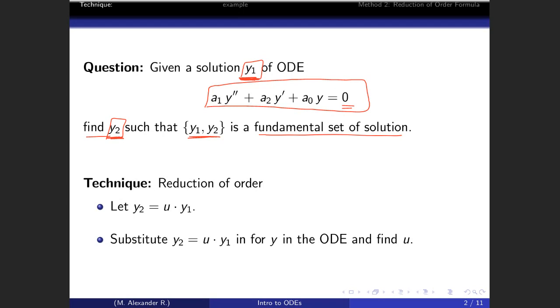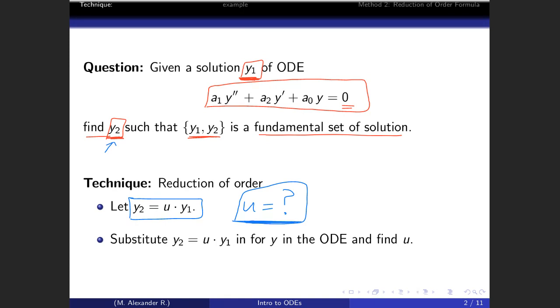So the technique is the following. Let me write this in blue. We are going to make y2 equal to u times y1. The catch is that we do not know what the u function is. So we have changed our goal. Instead of finding the y2 function, we're going to be finding the u function.